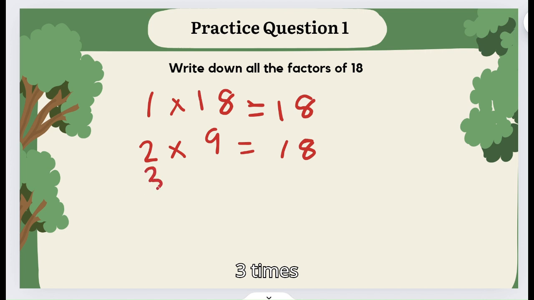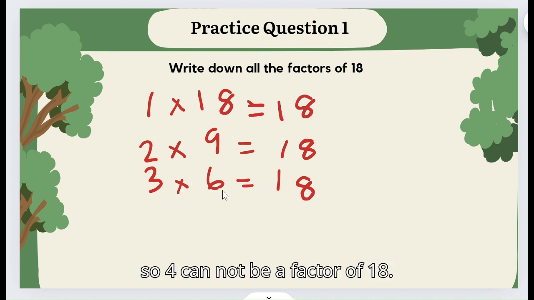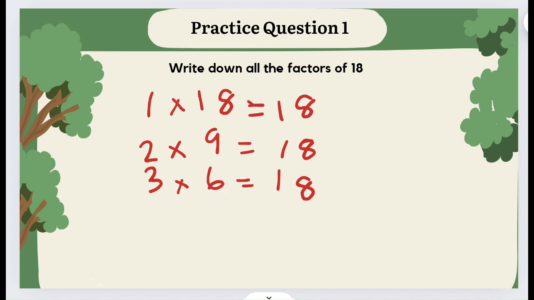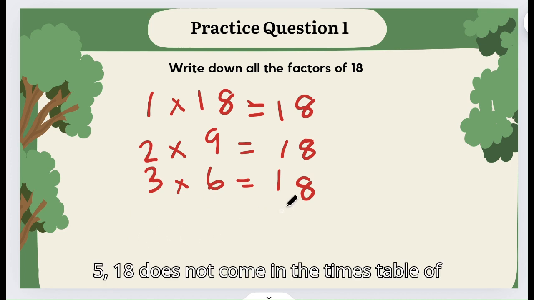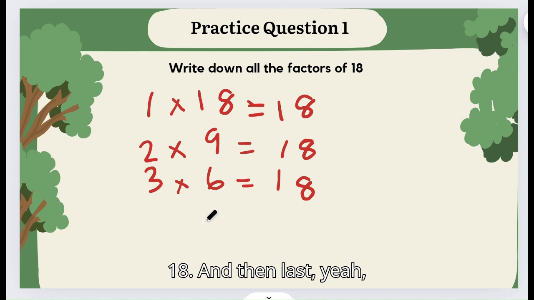3 times 6 also gives 18. 18 does not come in the times table of 4, so 4 cannot be a factor of 18. 18 does not come in the times table of 5, so 5 can also not be a factor of 18.